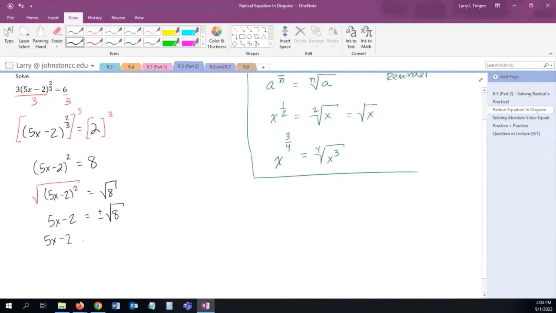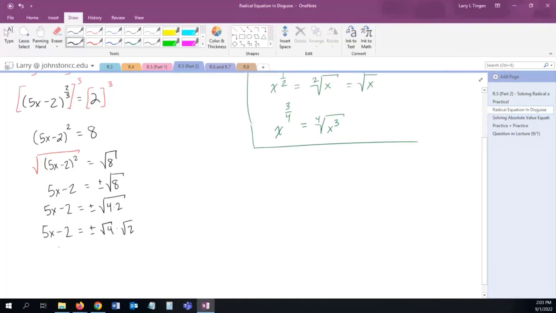Let me clear up one thing on the right. 8 is 4 times 2. Does it have any factors that are perfect squares? Absolutely, 4 is a perfect square. The square root of 4 is 2. This is more steps than you need to show. If I have the square root of a product, I can break that up into the product of square roots. The square root of 4 is 2.